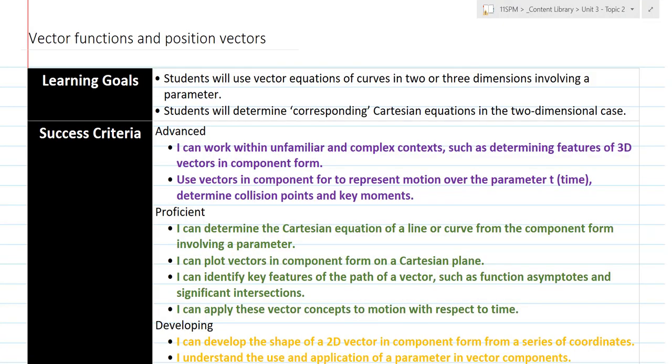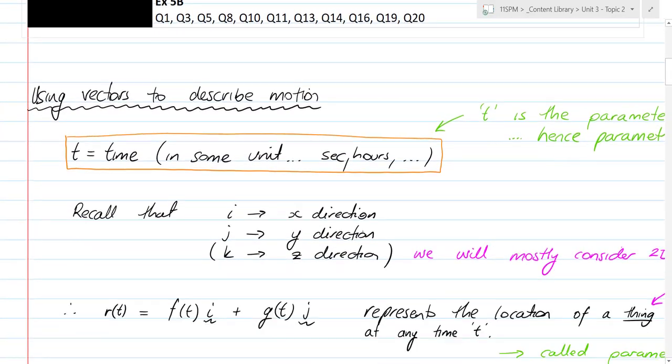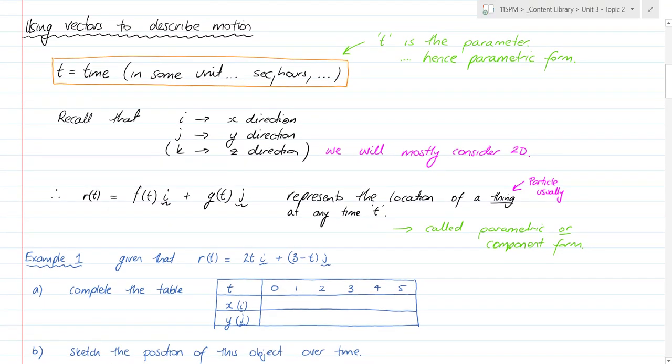Okay, vector functions as position vectors. Exercise 5A and 5B you'll be able to do after this. We'll just look at the 5A stuff today. So here's the first part, using vectors to describe motion.